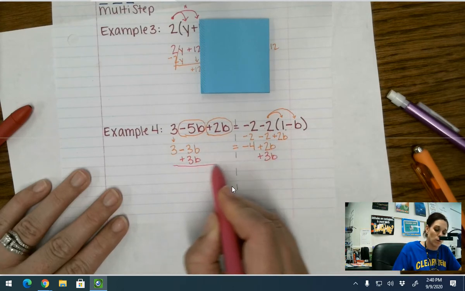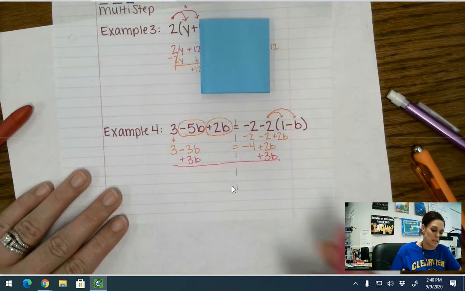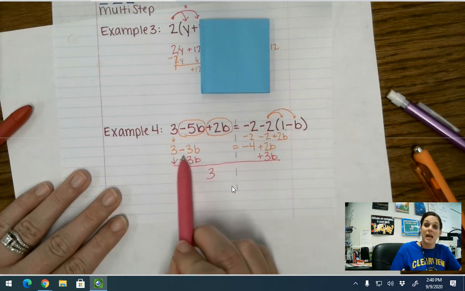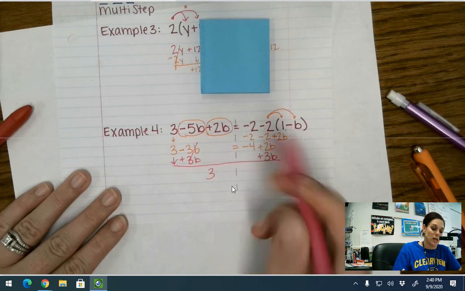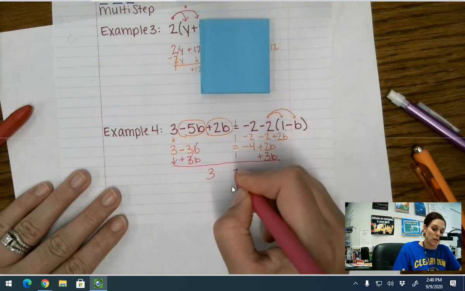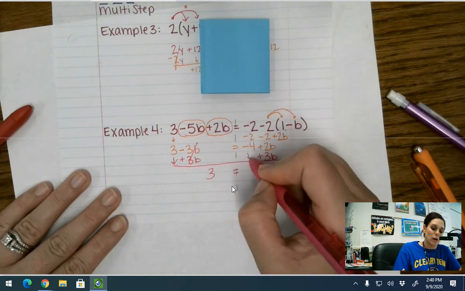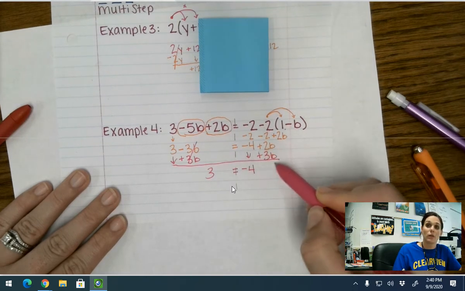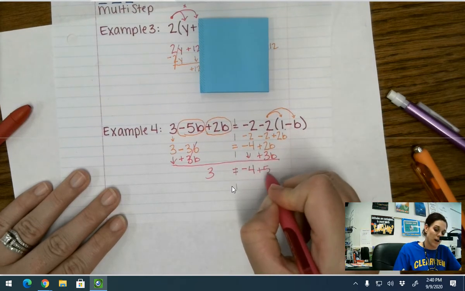I'm going to draw my equal sign bar, and now I can kind of condense things together. We have 3, so I just brought him down. -3 and +3, well, those cancel. We're going to bring down our equal sign. We're going to bring down our -4 because he wasn't used yet. And then 2b and 3b makes 5b's.